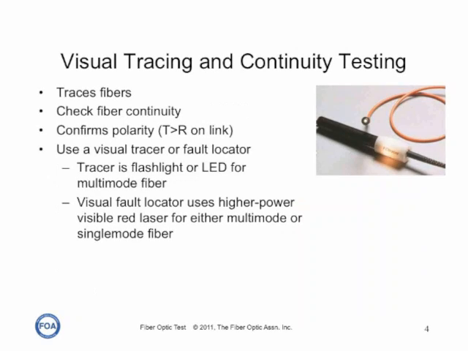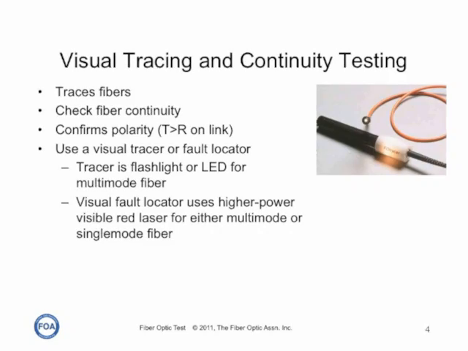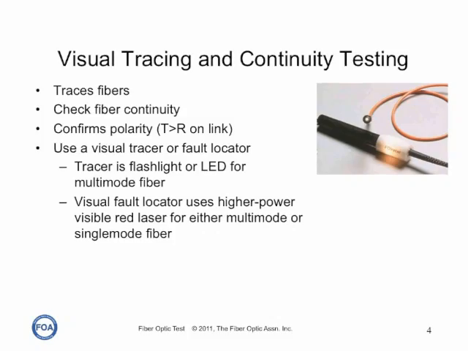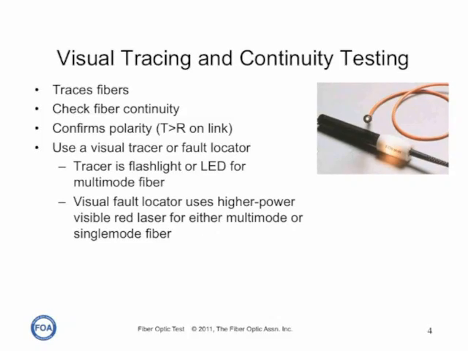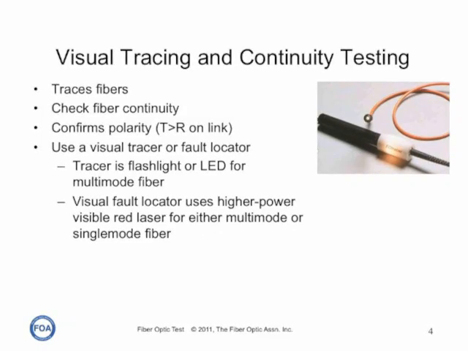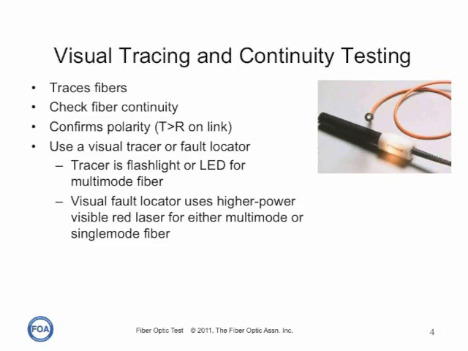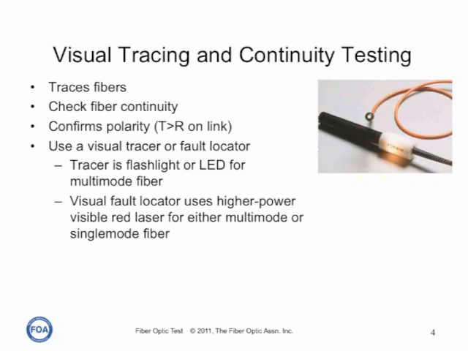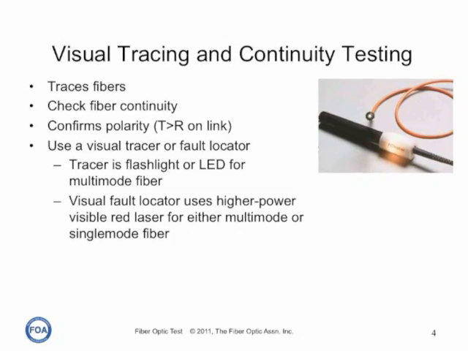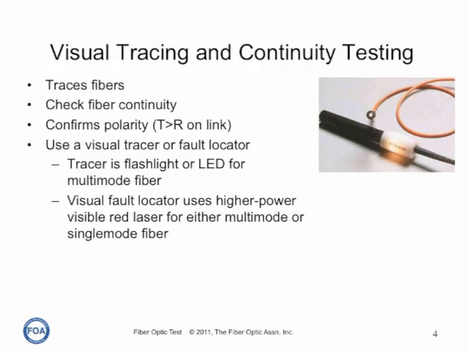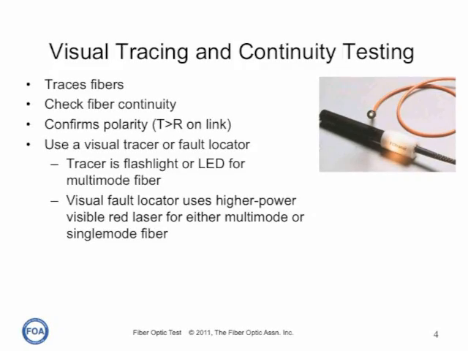One gadget everybody who works with fiber should have is a visual tracer. Some of them use flashlights like this one, some use LEDs, some use visible lasers. They're used to check fiber continuity and confirm polarity. That means that the fiber link connects a transmitter to a receiver. Polarity is often the first problem that people encounter when they're trying to connect fiber optic systems.